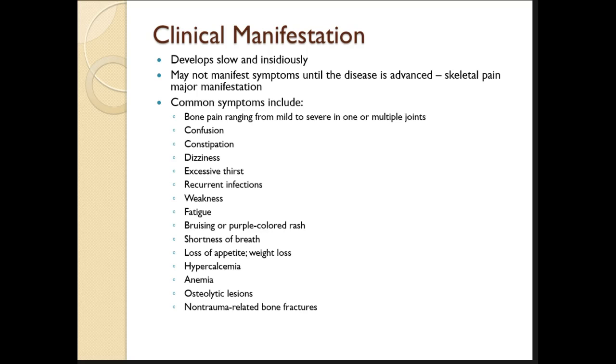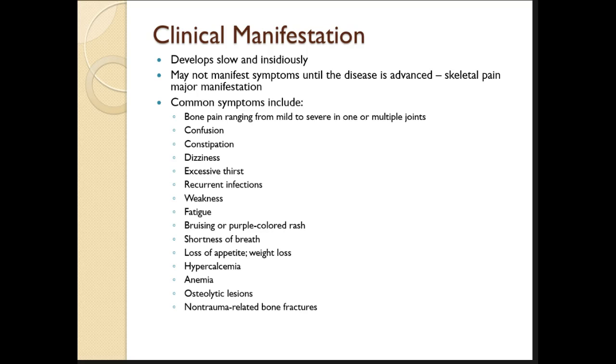Multiple myeloma develops slowly and insidiously. The patient often will not manifest symptoms until the disease has become advanced, at which time skeletal pain is the major manifestation. Pain in the pelvis, spine, and ribs is particularly common and is triggered by movement. Diffuse osteoporosis develops as the myeloma protein destroys bone. Osteolytic lesions are seen in the skull, vertebra, and ribs.